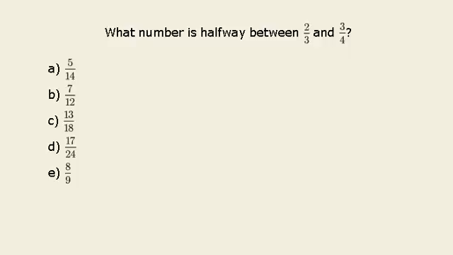What number is halfway between 2/3 and 3/4? This is basically finding the average, or the arithmetic mean. The formula for the arithmetic mean is the sum of the terms divided by the total number of terms you have in the dataset. Our dataset has two fractions for their terms. To start the problem, you want to take 2/3 plus 3/4.